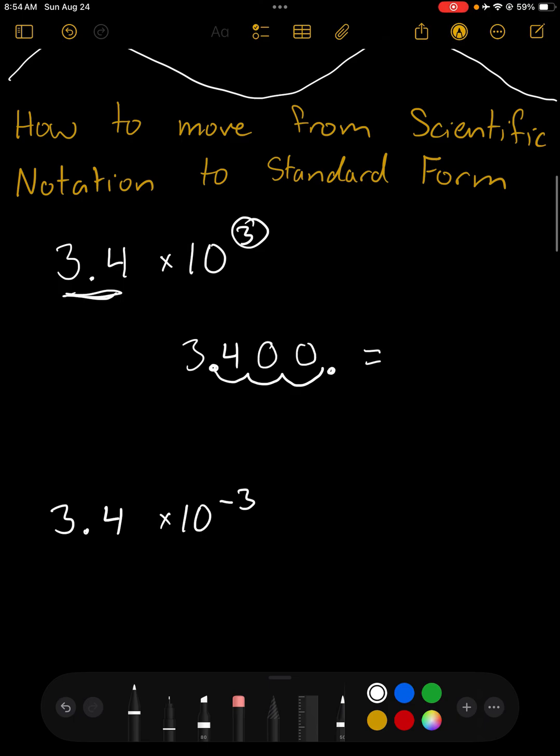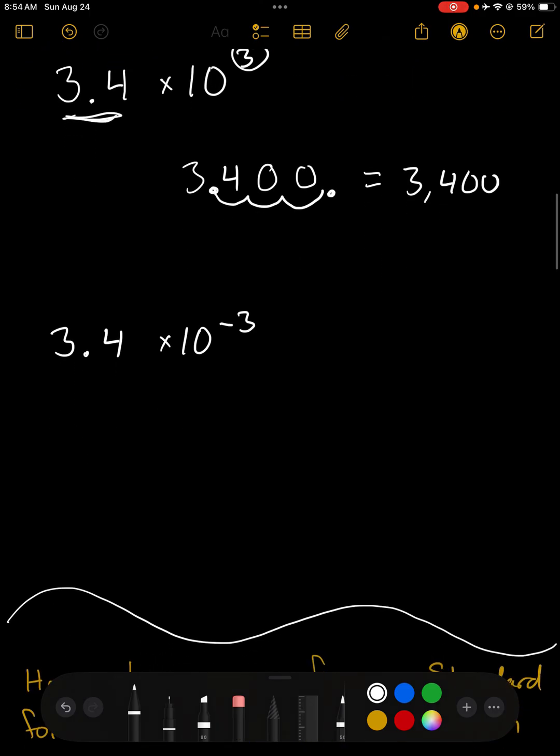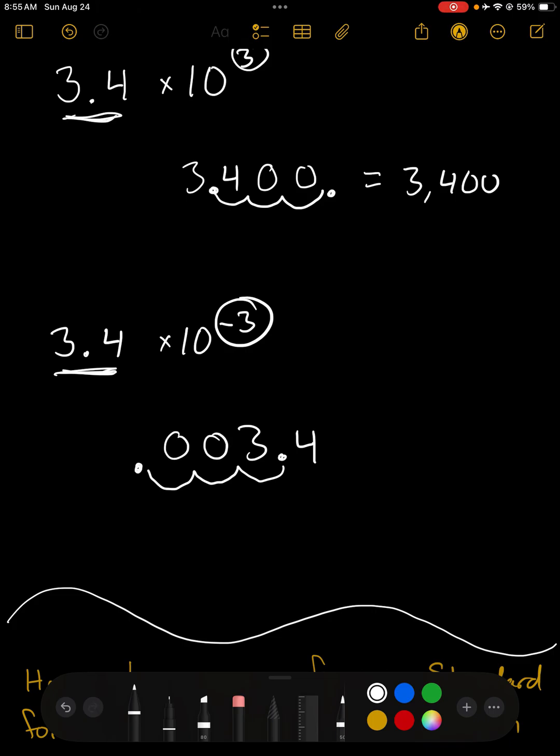So my number in standard form is 3,400. If my exponent value was negative, that means I'm going to move my decimal point the opposite direction, but I'm still going to take that regular looking coefficient value, 3.4. But this time, since my exponent is negative, I'm going to move that decimal point 3 spaces in a direction that makes my number smaller. So in this case, to the left. I'm going to move it 1, 2, 3 spaces to the left, and I'm going to fill those empty spaces with zeros, just like before. So my new number would be 0.0034.